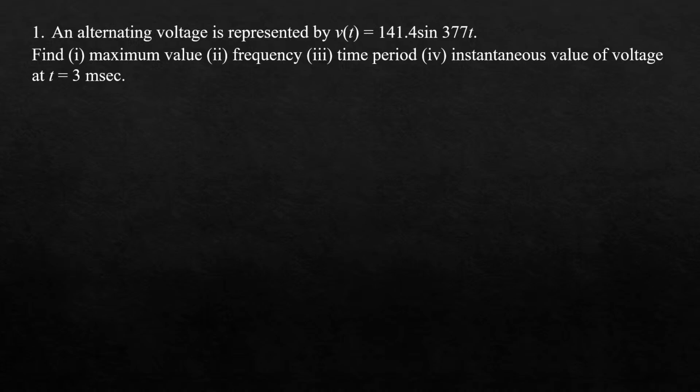So let's solve the first set of numericals. Numerical one: an alternating voltage represented by v(t) equals 141.4 sin 377t. What is the maximum value?